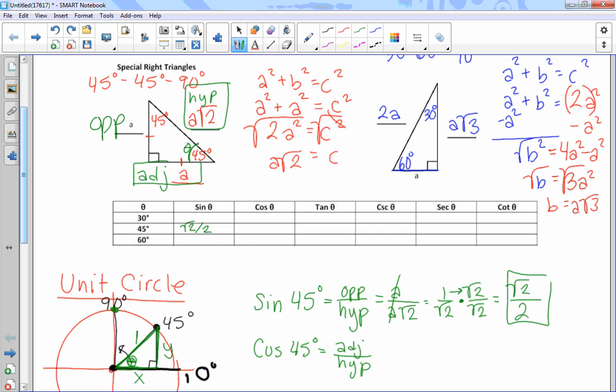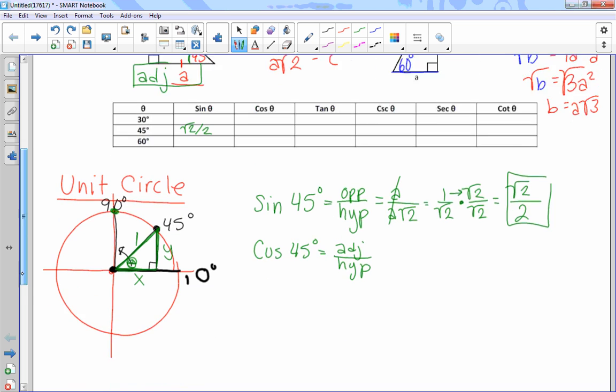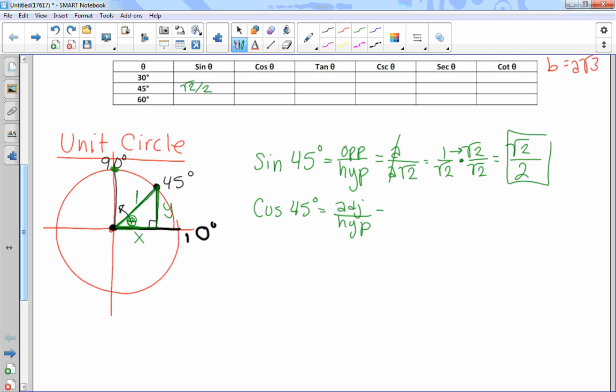Adjacent is length A. What's the hypotenuse? A root 2. Does that look familiar? It is exactly the same. So you can go through the whole process again, but we know it will be exactly the same. So the cosine of 45 degrees is root 2 over 2. So put it on your chart. Make sure you're doing the middle line with the 45 degrees.